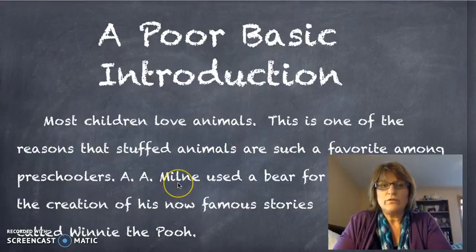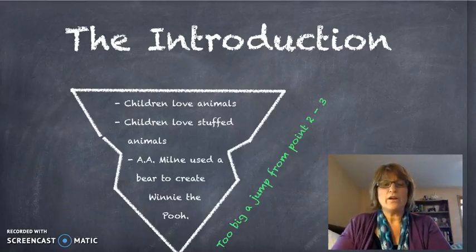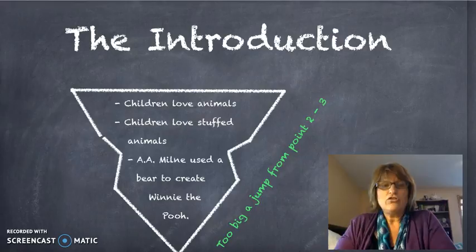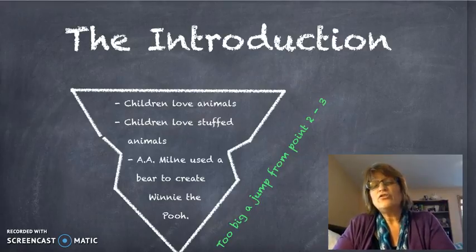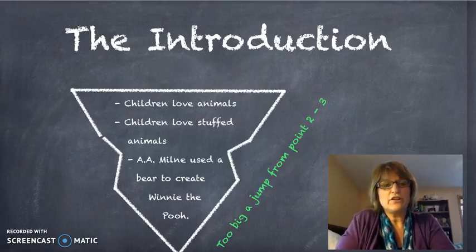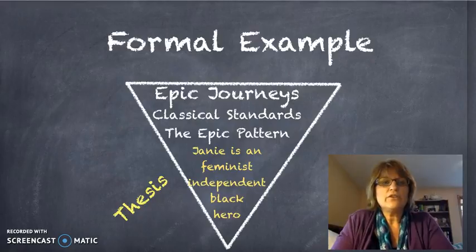All of a sudden, we've got this guy, A. A. Milne, using a bear. It's just like, where did he come from? He came from out of nowhere. So if you're thinking about that triangle, it's disjointed. As you're starting to learn how to write introductions, you may want to write your outline of your introduction and see if it flows. All right, we're going to do one more real quick.